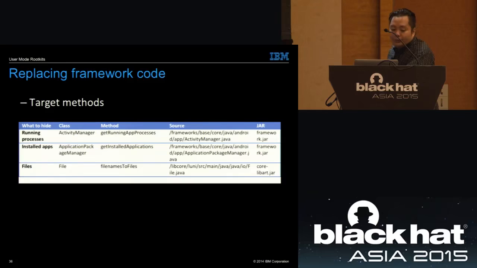If you want to hide files from, for example, a file explorer application, you can replace the method listFiles in the File class, in the source file found in AOSP in libcore/luni, in File.java. This, on the other hand, will be placed in the core-libart.jar file.